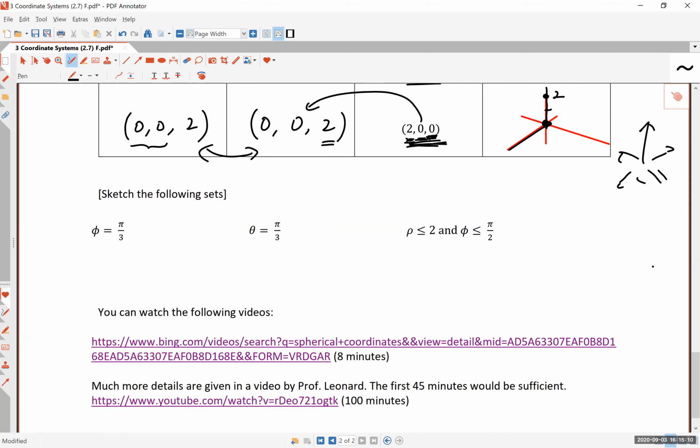If you want to know more about these, you have a few things. In fact, all you have to do is look up, you know, Google spherical coordinates or cylindrical coordinates, and you'll see a lot of information here. There's a short video of 8 minutes.